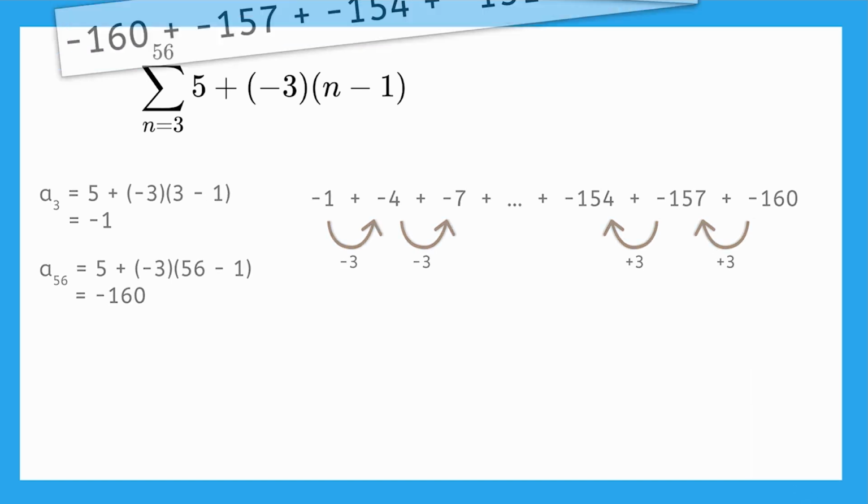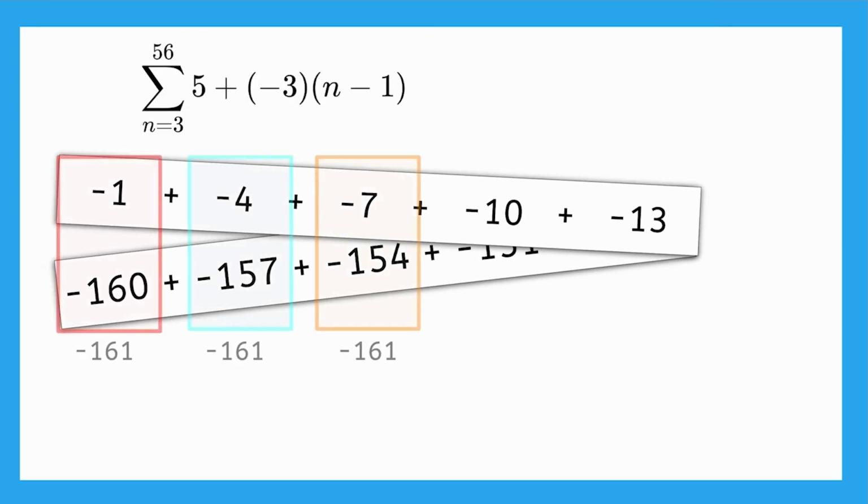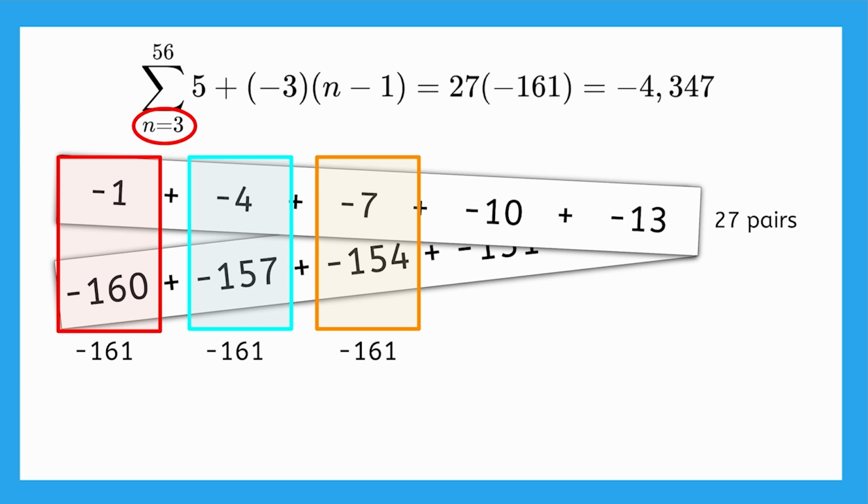You should have found that, just like with the previous series, each pair of folded terms has the same sum, -161. How many of these pairs are there? Since we start on term 3, terms 1 and 2 of the sequence were left out of this series, so there are only 54 terms. If we fold the series in half, we get 27 pairs, each totaling -161. So the total sum for the series is -161 times 27, or -4,347.